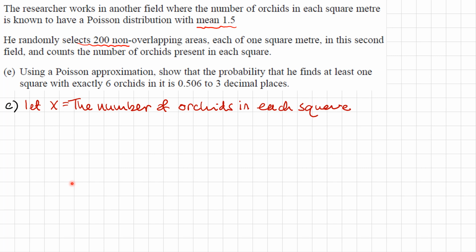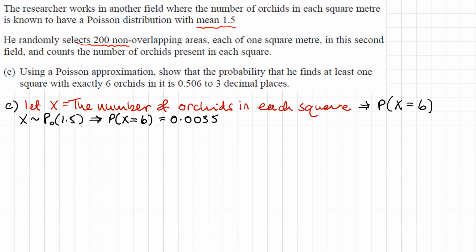Okay, so I'm going to state my random variable. I put it in red because you don't need to write this down. I'm going to say let X equal the number of orchids in each square. So that tells me that what I want to do is to find a probability that is exactly 6. So X is this Poisson distribution with a mean of 1.5. So if I work out this probability on my calculator, so this is basically the number of finding exactly 6 orchids in one of these squares, and that is 0.0035299, and then I think it's 88 after that.